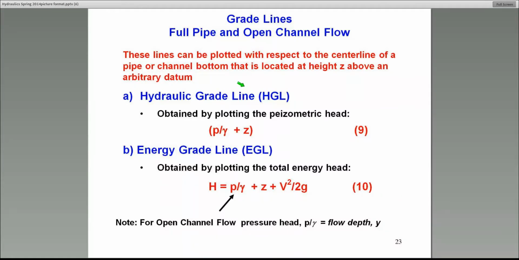Of course, for an open channel system, you'll have to substitute Y, the flow depth, for P over gamma. So therefore, for an open channel system, the hydraulic gradient line is Y plus Z.